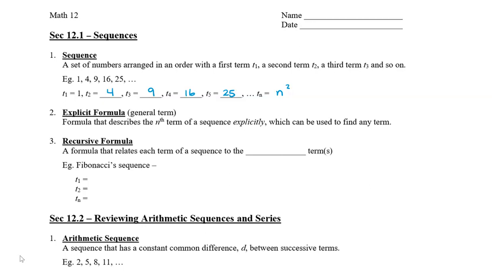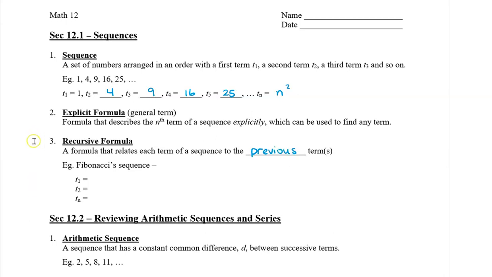All right, so an explicit formula is what we just wrote. It's a formula that describes the nth term of a sequence explicitly, so it can be used to find any term. So in this example that we just did with Tn equals n squared, we know how to find the term. We just plug in whatever that little subscript is into the formula. Now a recursive formula, which we'll take a look at next, is a formula that relates each term of a sequence to the previous term.